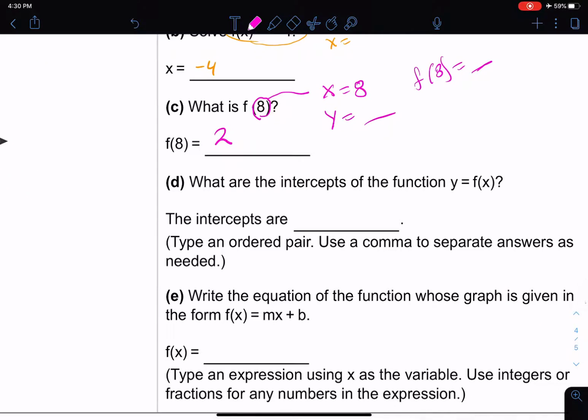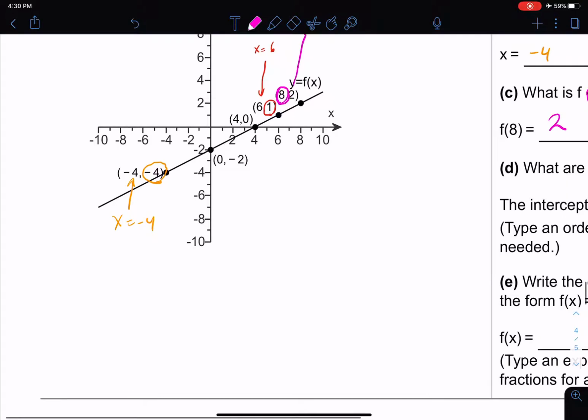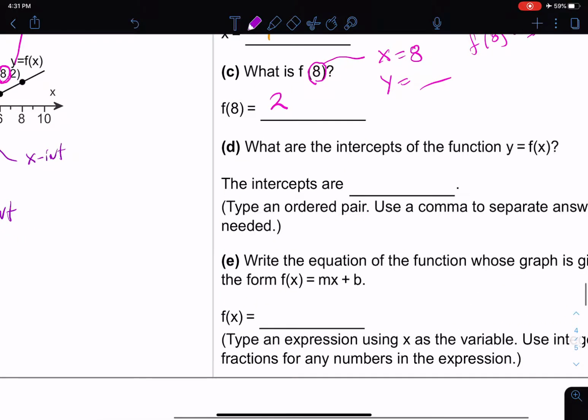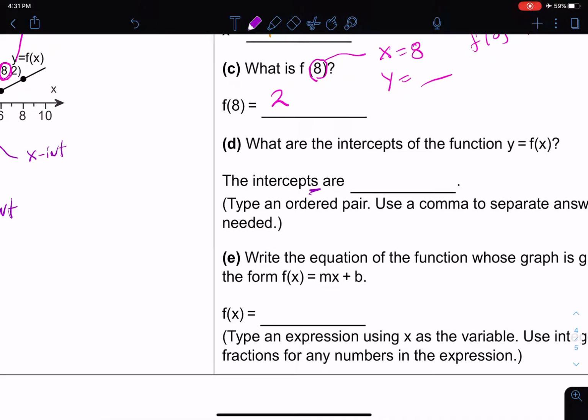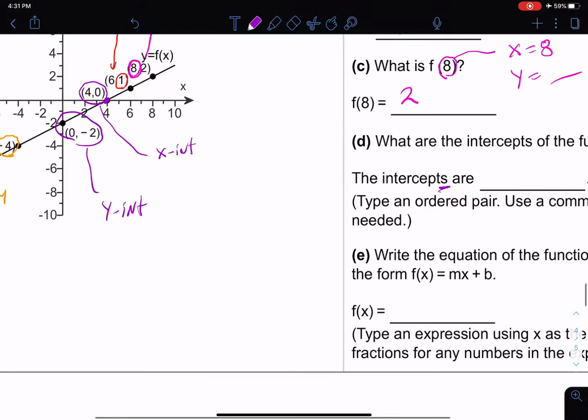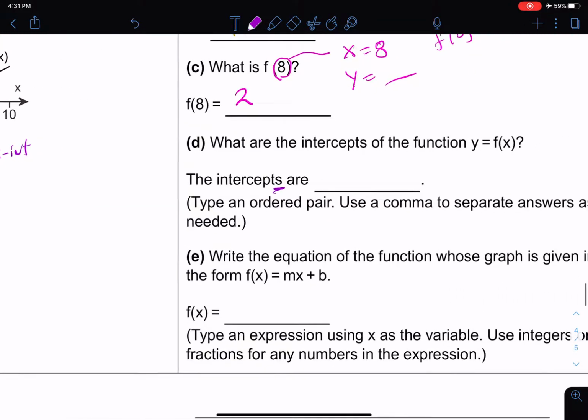What are the intercepts of the function y equals f of x? Well, we've got the x-intercept, which is right here, and we have the y-intercept, which is right there. It's easy to forget and do just one of the intercepts, but it said plural, right? Intercepts. So we have to get x and y. That means we put down (0, -2) is the y-intercept.